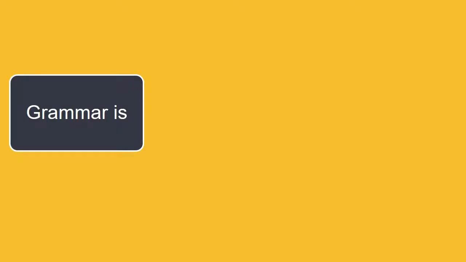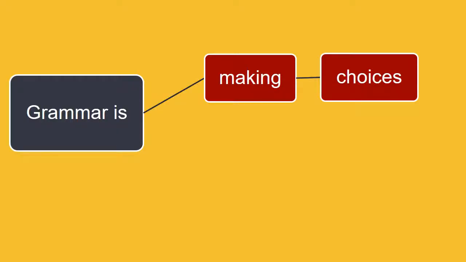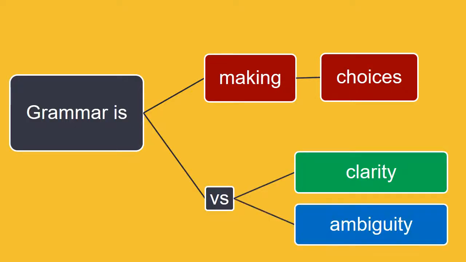Another way to think about grammar is that grammar is full of making choices. And that's really what we need to do. We need to understand the patterns so we can make the choices that accomplish what we want to do. And the whole purpose of making these choices is to balance the difference between clarity and ambiguity.